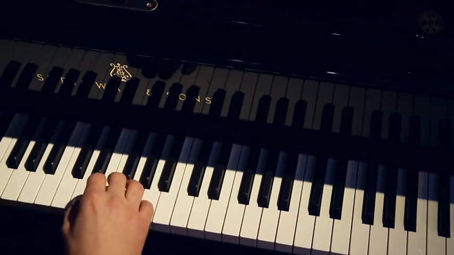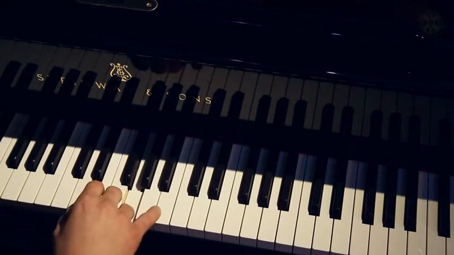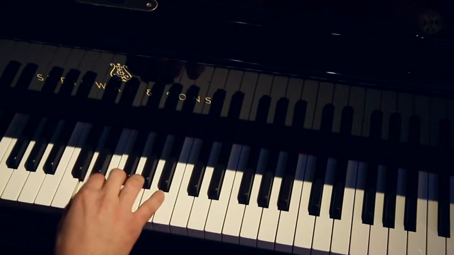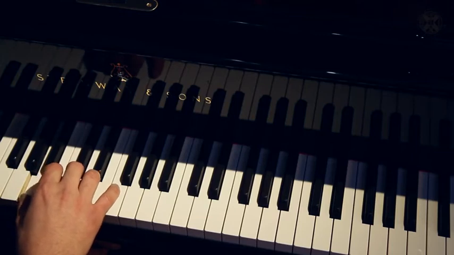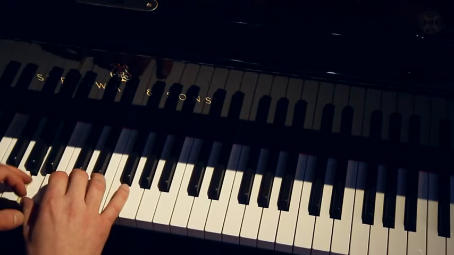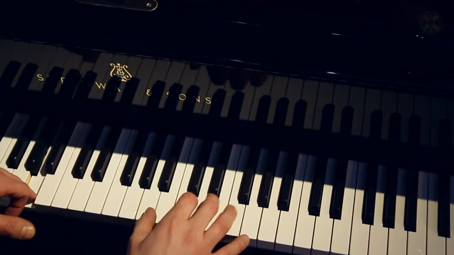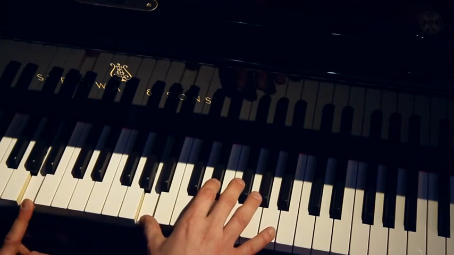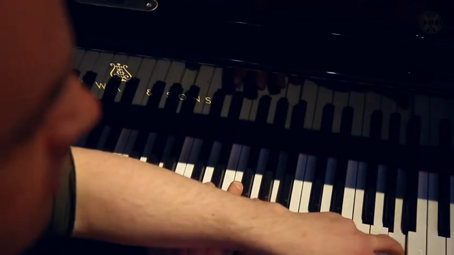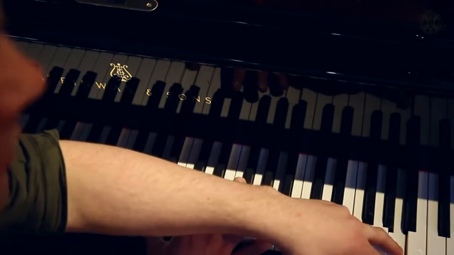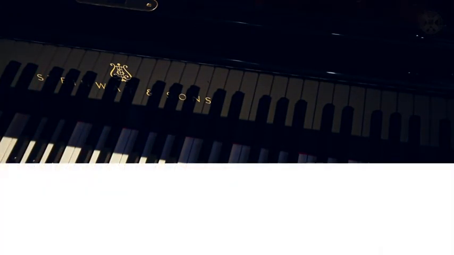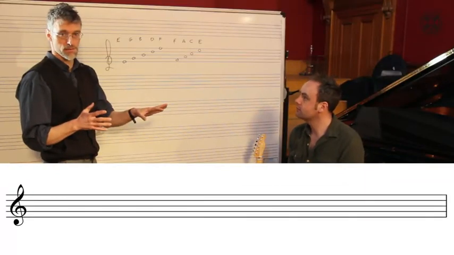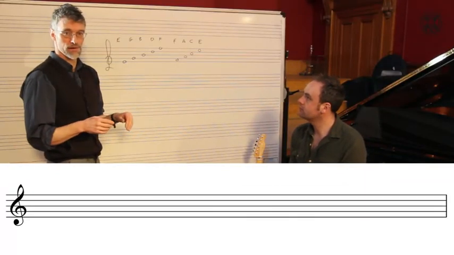We can go down the way. A, G, F, E, D, C, B, and back down to A. So again, just to highlight this idea of the octaves, we've got an A here, we've got an A here, we've got an A here, we've even got an A up here, and this carries on both ways, up and down the piano.